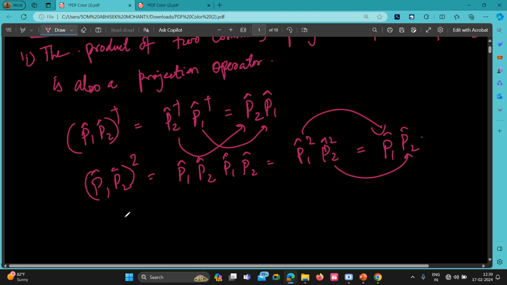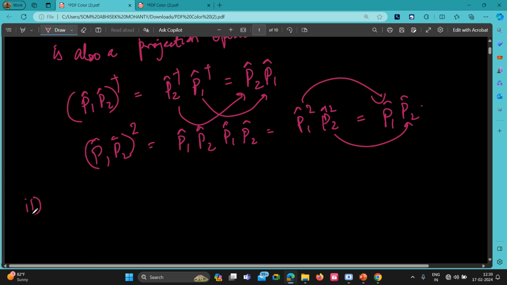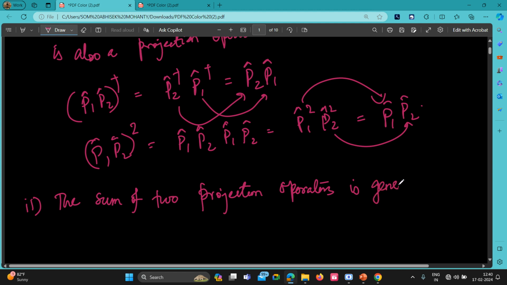Yeah. Again, next point is next property. The sum of two projection operators is generally not a projection operator.